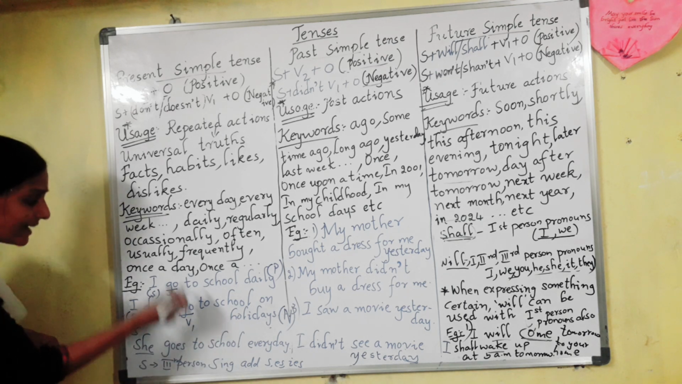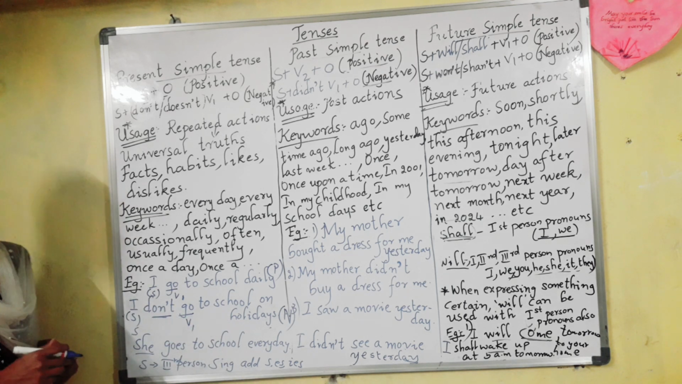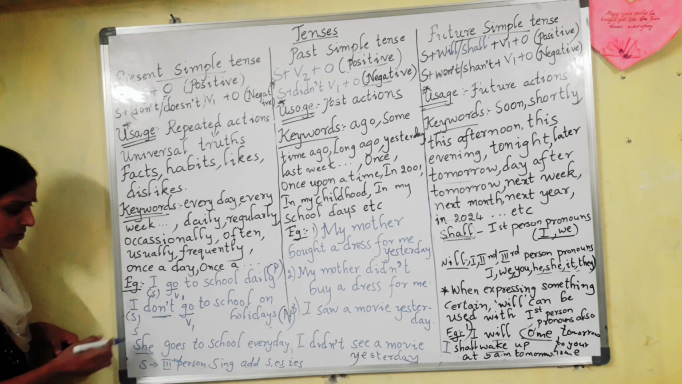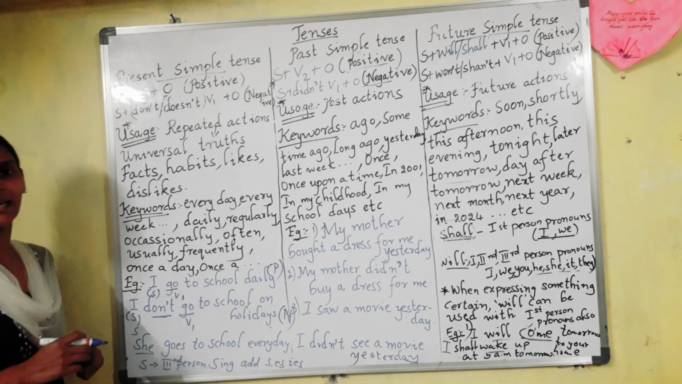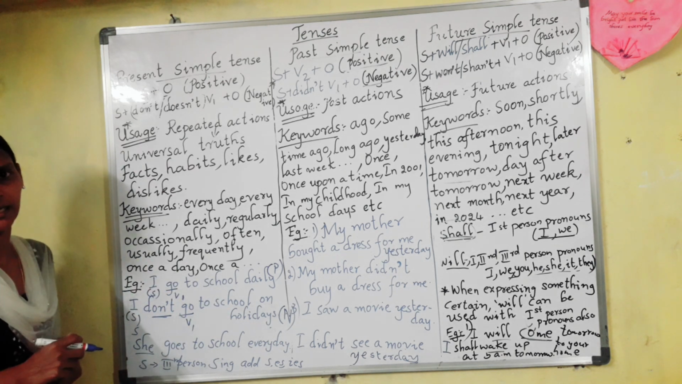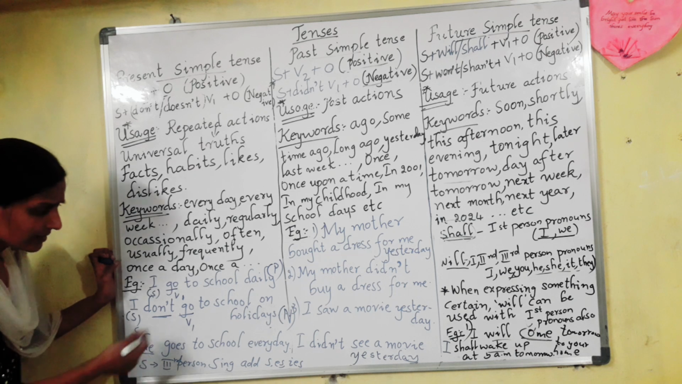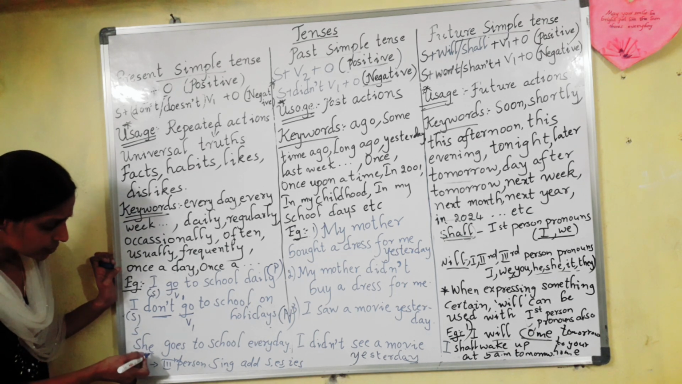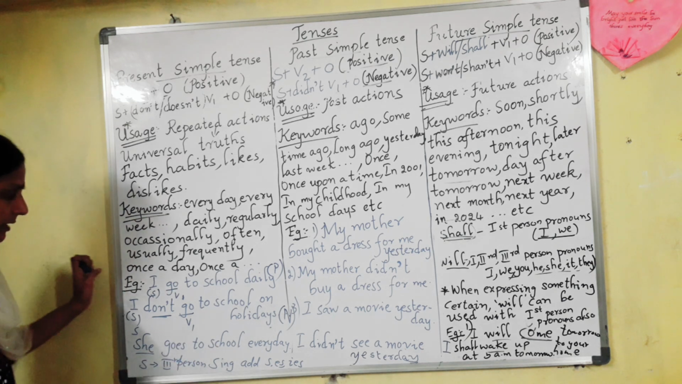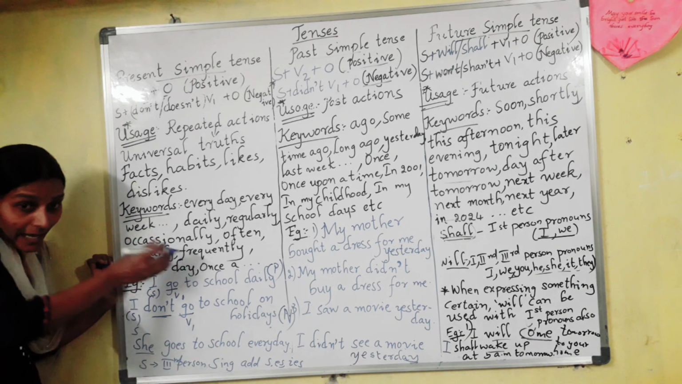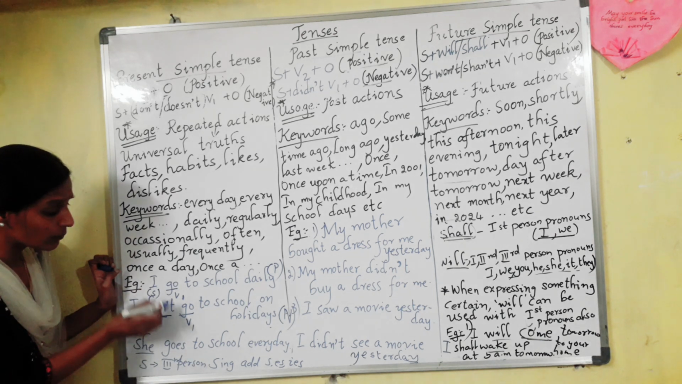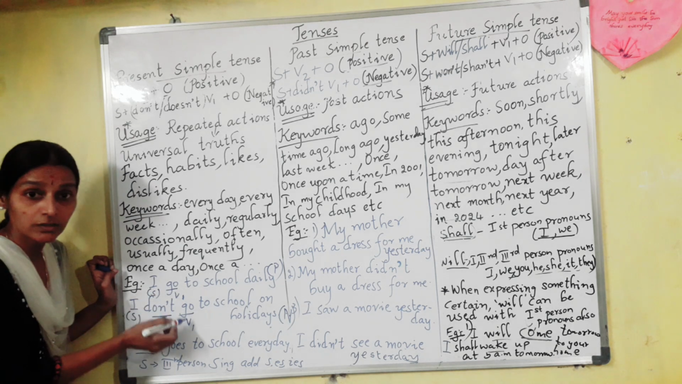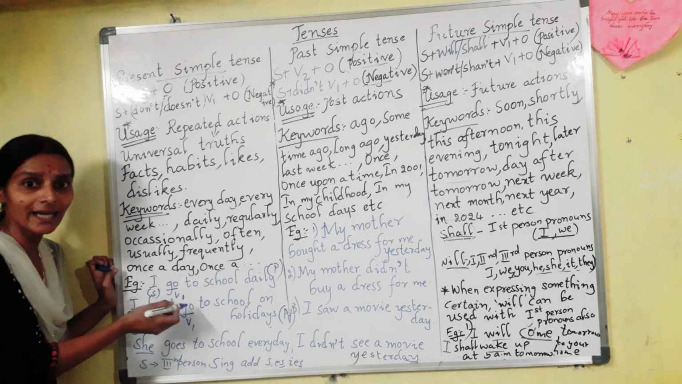So, we added don't before V1 in a negative sentence. See, one more example. She goes to school every day. See here the verb. In the above examples, we use the verb go, the present form of the verb, V1. We wrote it as go.